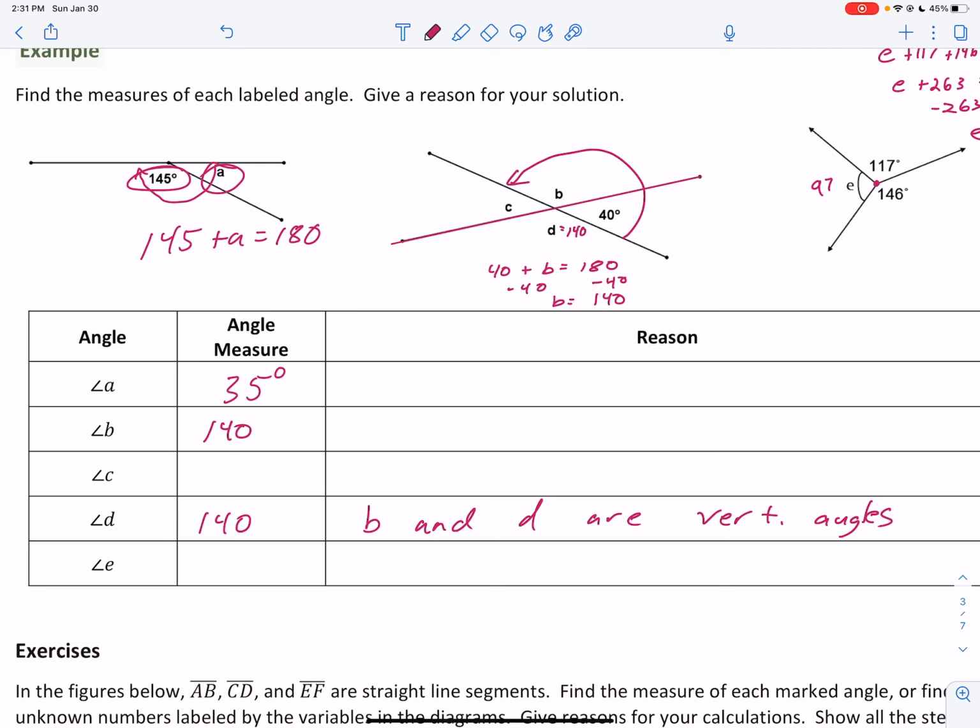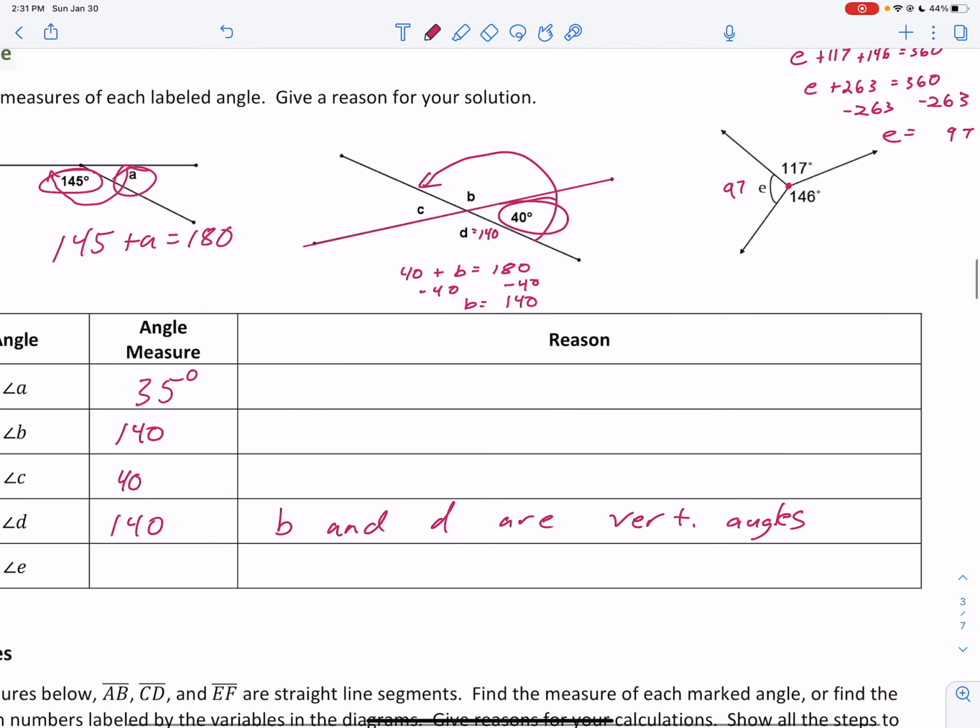And then I can say it's 40 because it's also vertical angles, but they never labeled this, and they don't have any points labeled right here, so calling this out is kind of difficult. But you can always say that, for this angle right here, it was given, and C is a vertical angle with that angle. You can call it something. It doesn't really matter. There's a lot of ways that you can word this, so don't stress out too much about it. And then with E, it's 97 because of the sum of angles around a point.